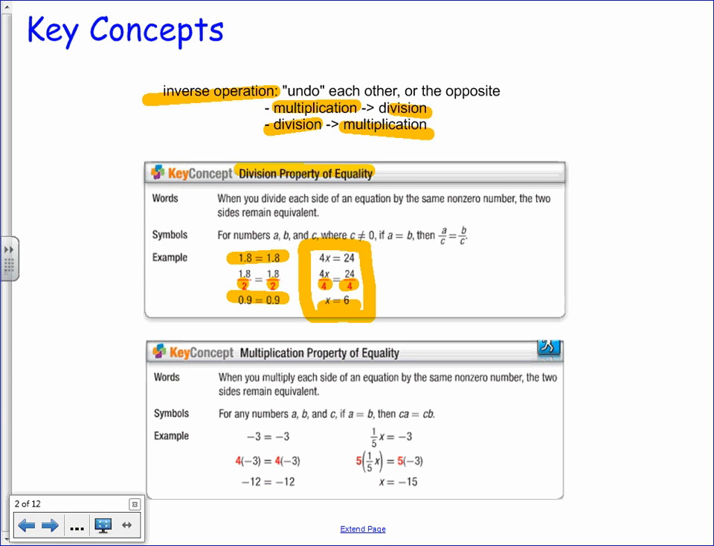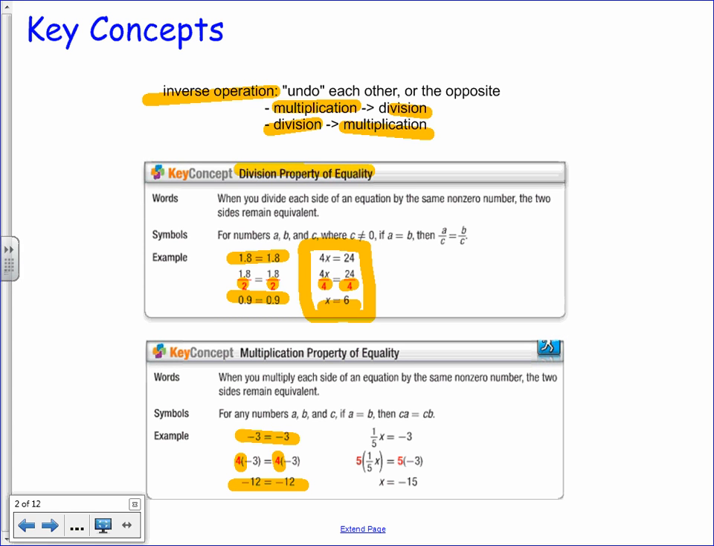Multiplication property of equality is when you multiply each side of an equation by the same non-zero number, the two sides remain equivalent. So if I start off with -3 equals -3, and I want to multiply by 4 on both sides, I'm going to take this -3 times 4, and this 4 times -3, I should get -12 equals -12, which makes a true equal.